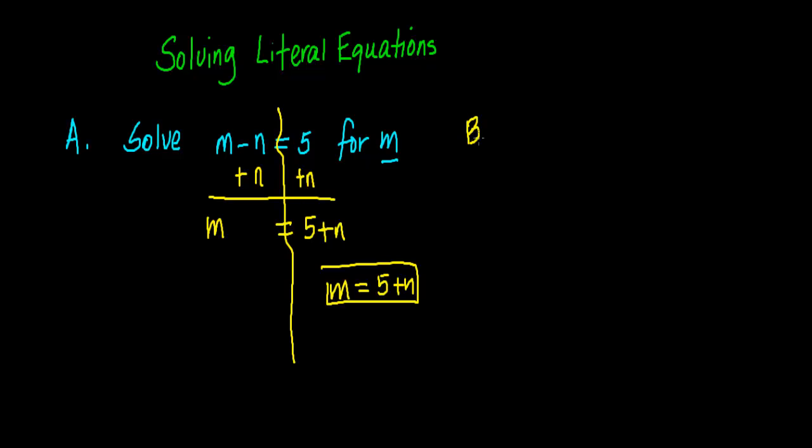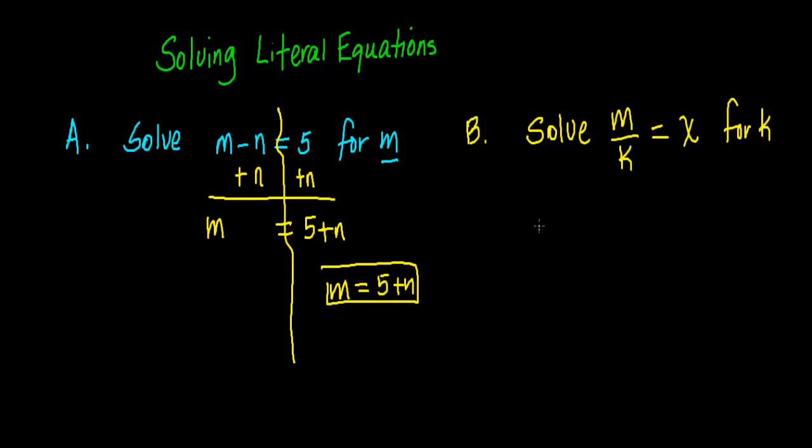Part B of this example asks you to solve m over k equals x for k. So they're asking you to isolate k. So if I want to isolate k, one way I can get k up from the denominator is by multiplying both sides of the equal sign.